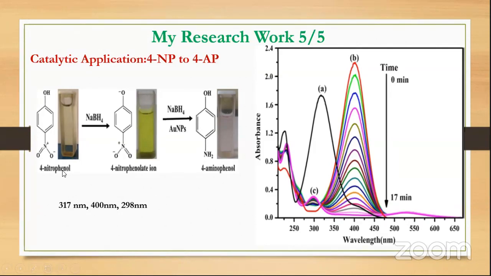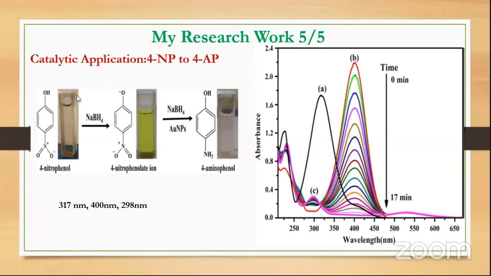Now see how we find whether the solution is colorless. It shows 317 nanometers. The solution shows a peak at 317 nanometers on the UV visible spectrophotometer. See here, this is the peak. The peak indicates 4-nitrophenol: the 4-nitrophenol peak at 317 nanometers in the UV visible spectrophotometer.